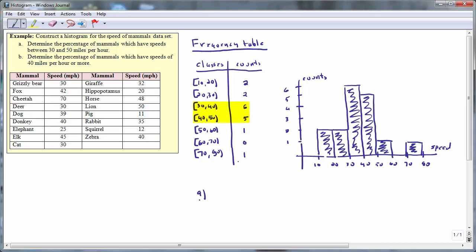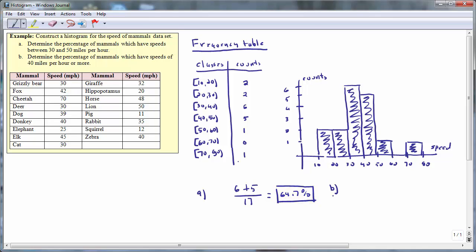So to calculate this, I would look at that interval between 30 and 50, and I could see that I have 6 mammals between 30 and 40, and another 5 between 40 and 50. So that would be 6 plus 5, divided by the total of 17 mammals in the data set, and this works out to be 64.7%. So 64.7% of mammals have speeds between 30 and 50 miles per hour.